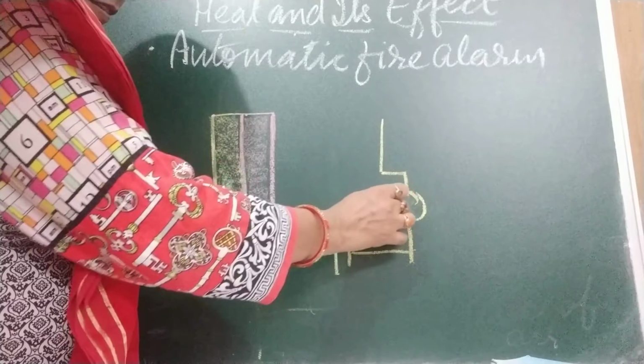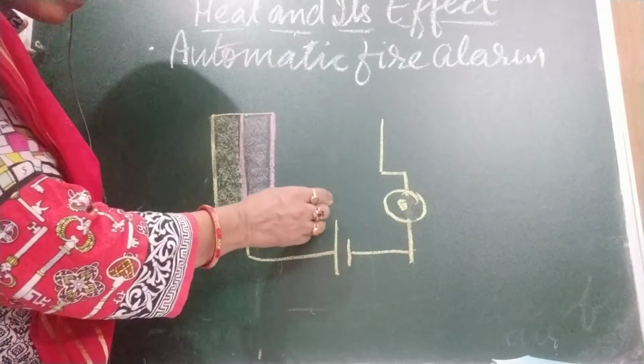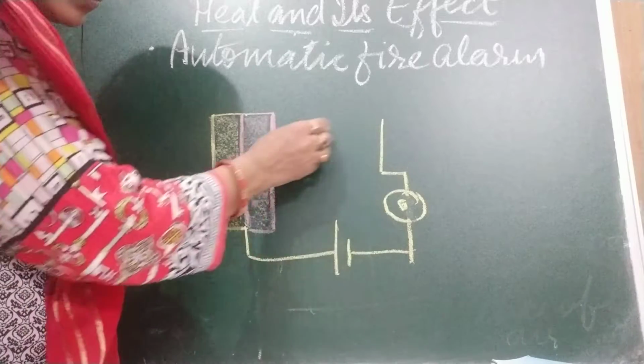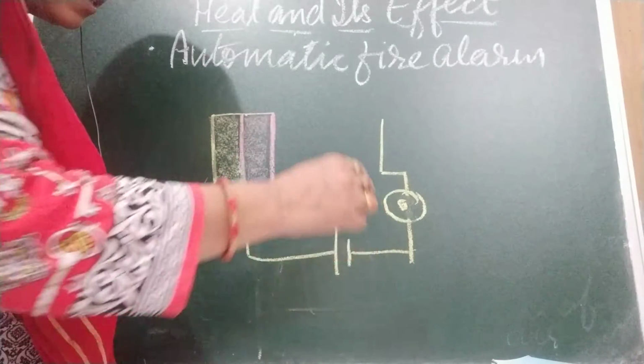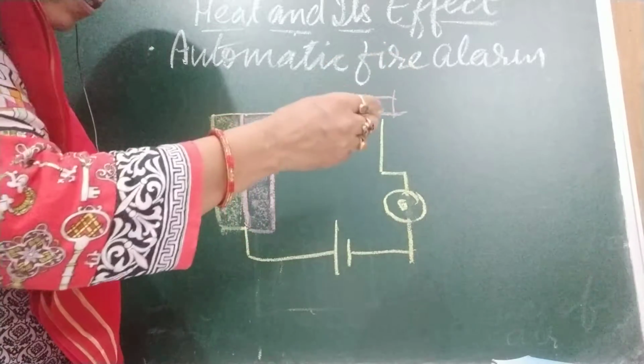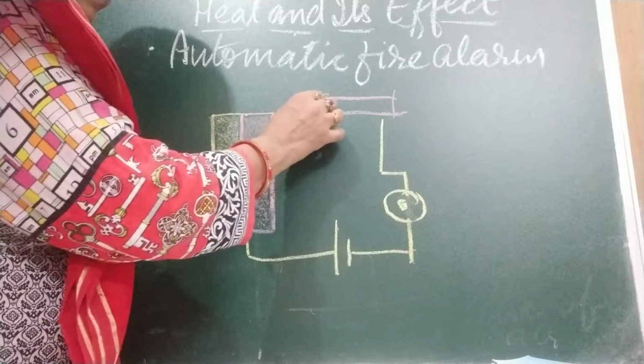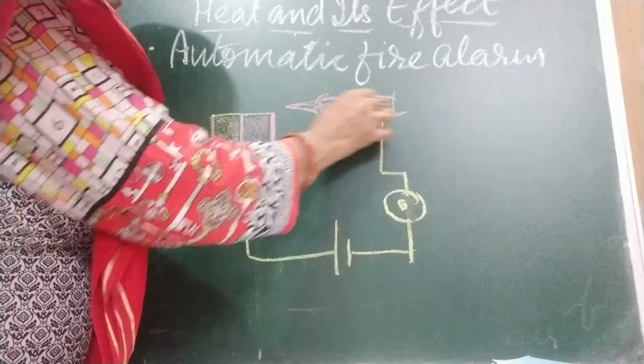Okay, the electric bell is there. Now this electric bell is attached with a pivot. This is the pivot. It's made of metal, iron, like this. Okay. Now what will happen?